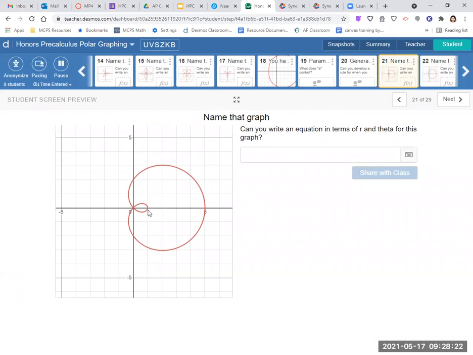All right, so can we write an equation in terms of r and theta for this graph? So we have that our diameter is about 5. Our dimple goes down to 1. So what do you think? How would we write the equation of that graph?